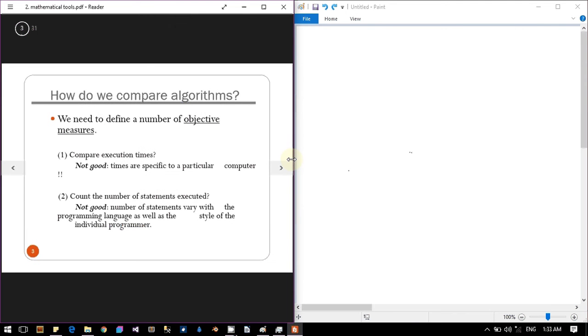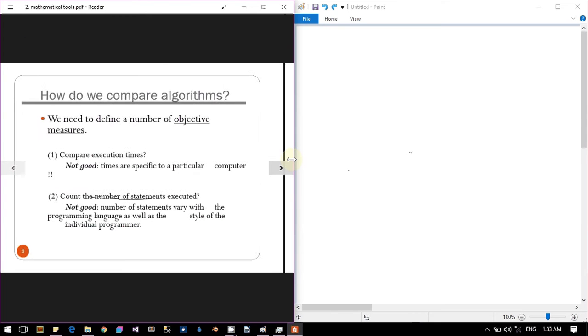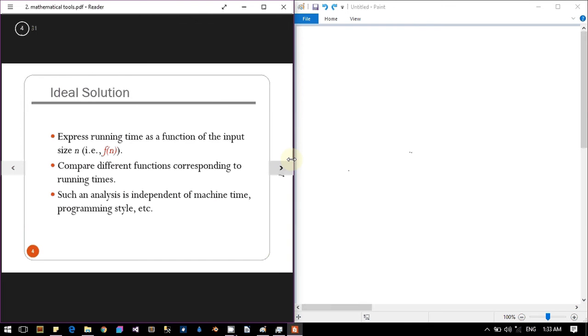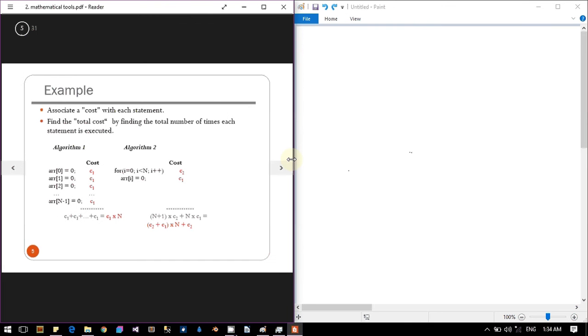So what this is saying here is, how do we compare algorithms? Do we use their execution time? No, we don't. Do we use their number of statements? No, we don't. So how exactly do we compare algorithms? By using their running time. Okay? So now these are three algorithms to illustrate what he said.